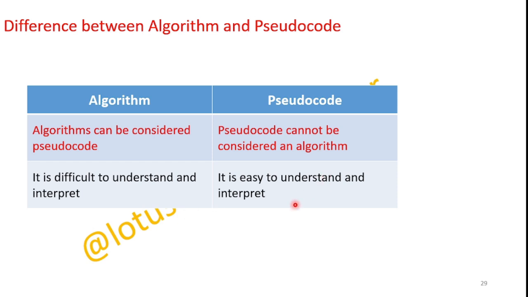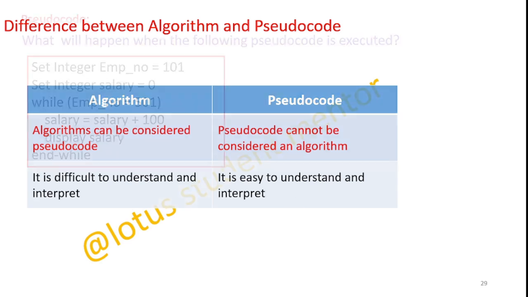I hope you understood the control structures of pseudocode, the if condition, and also loops, what the for loop and while loop are, and we also learned the difference between for loop and while loop, and the difference between algorithm and pseudocode.